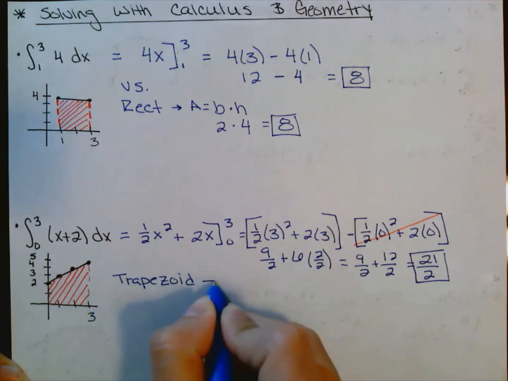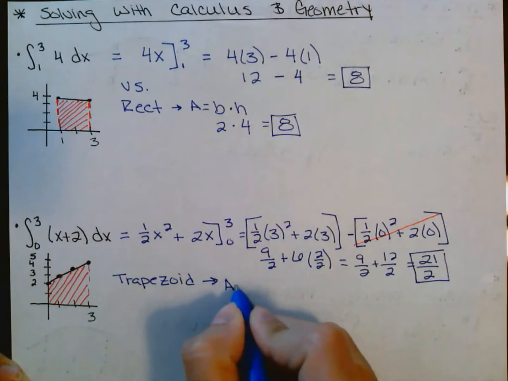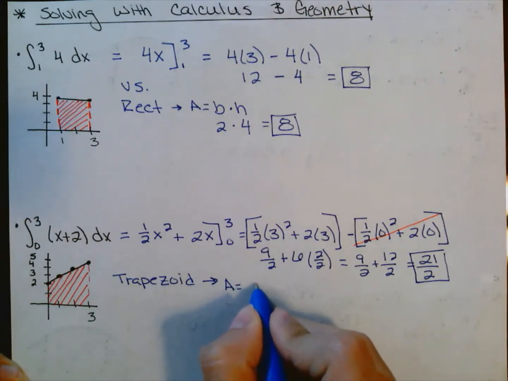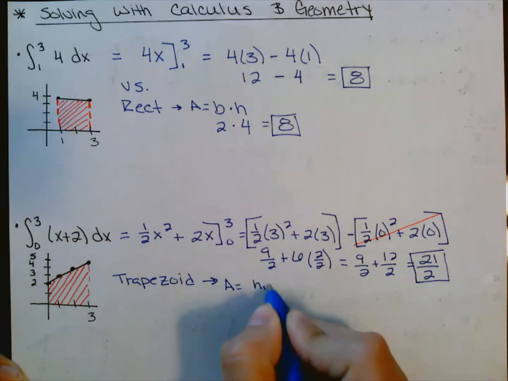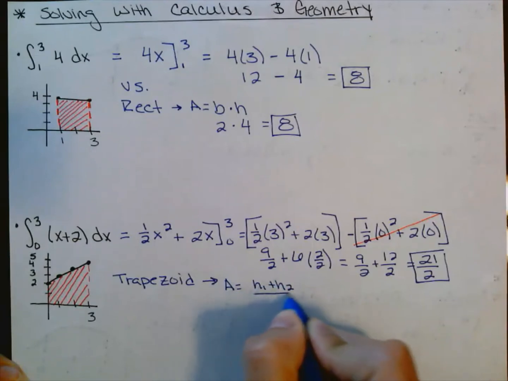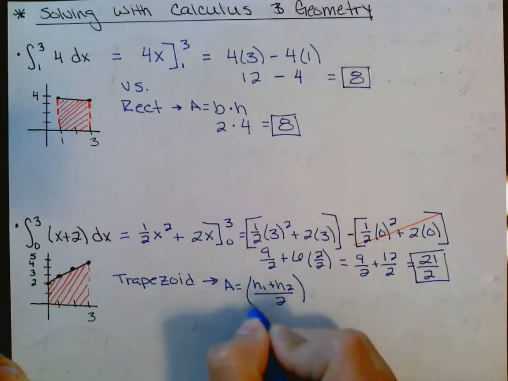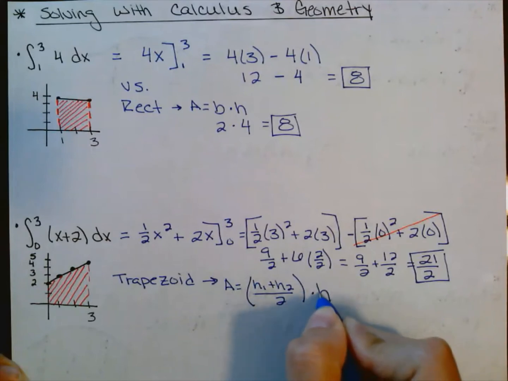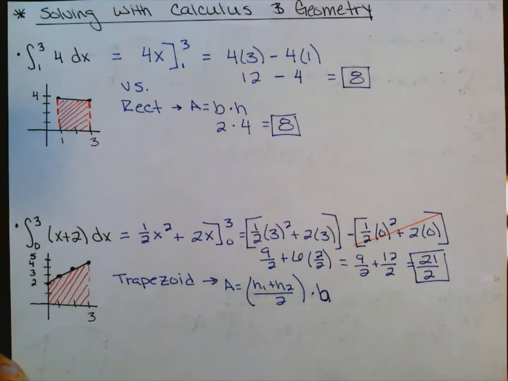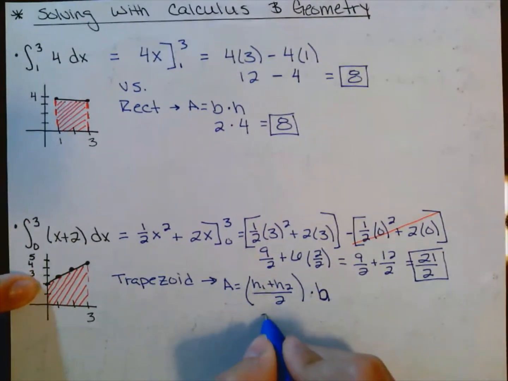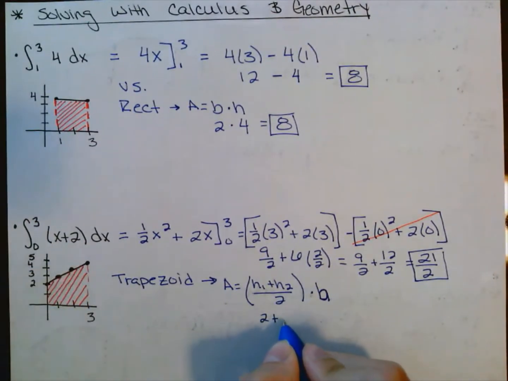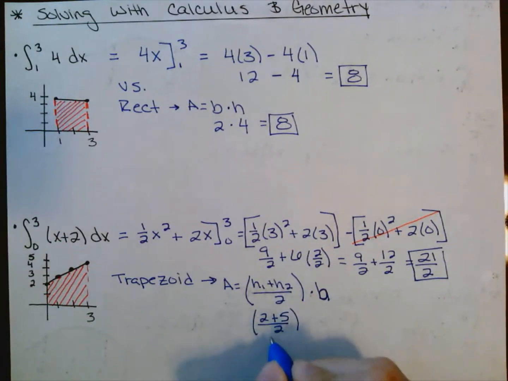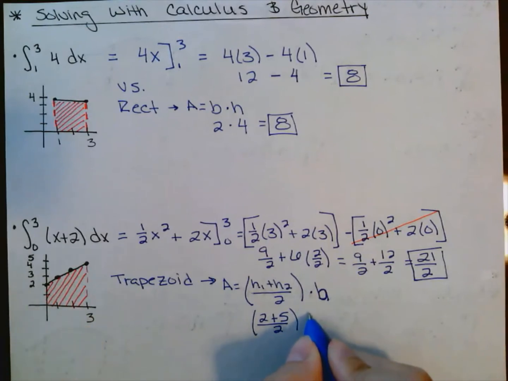Okay. The area of a trapezoid is the average of the two heights. So height 1 plus height 2, and I take the average of it, and I multiply that by the base. My first height is up to 2. My second height is up at 5. Divide that by 2. And I multiply that by the base, which goes from 0 to 3, so I'm multiplying it by 3. Okay?